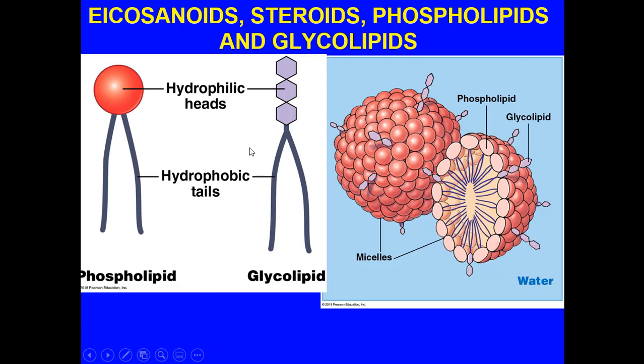Now, they simplify this by just basically taking the hydrophilic heads. This would be the carbohydrate part, and this would be the hydrophobic tails for the glycolipid. Same thing here, hydrophobic tails here. This is the phospholipid, and the top part is basically the hydrophilic heads. This is an example of a micelle.